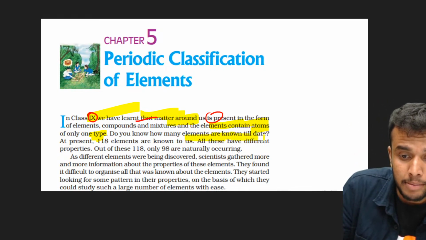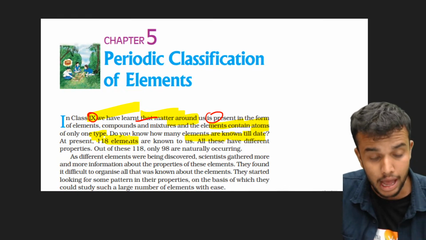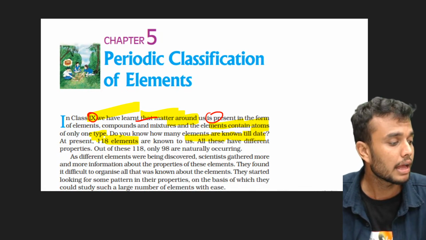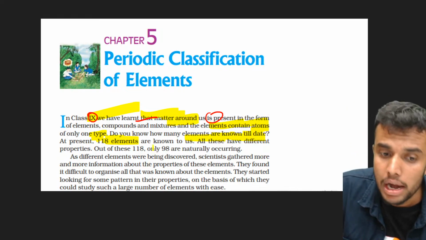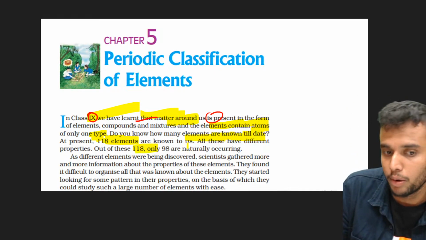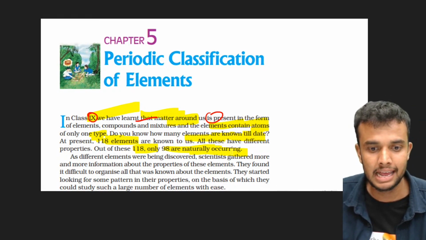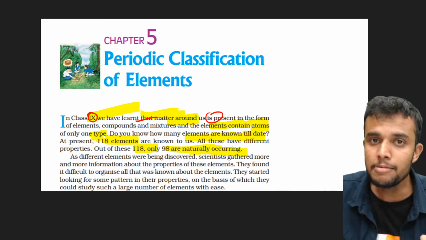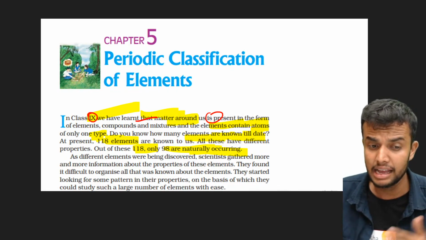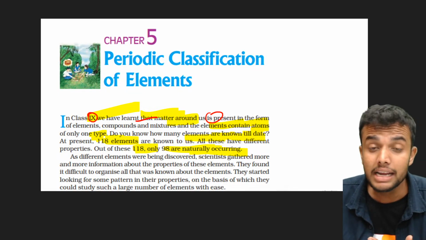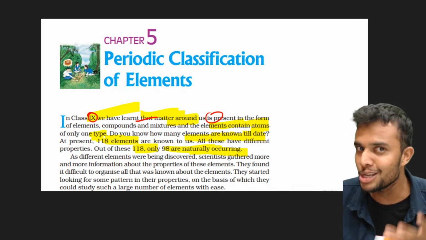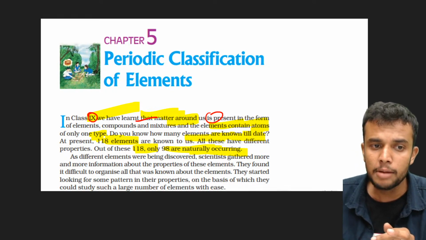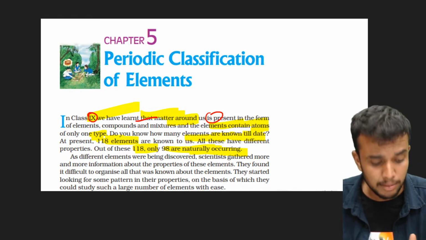Do you know how many elements there are till date? Now we have a total of 118. Oh my god, 118 elements are there in our nature, and out of this 118, only 98 are naturally occurring. The other 20 elements are man-made or synthetically prepared elements. Totally how many elements are there in our periodic table, students? Totally 118. This unit is very important, students.